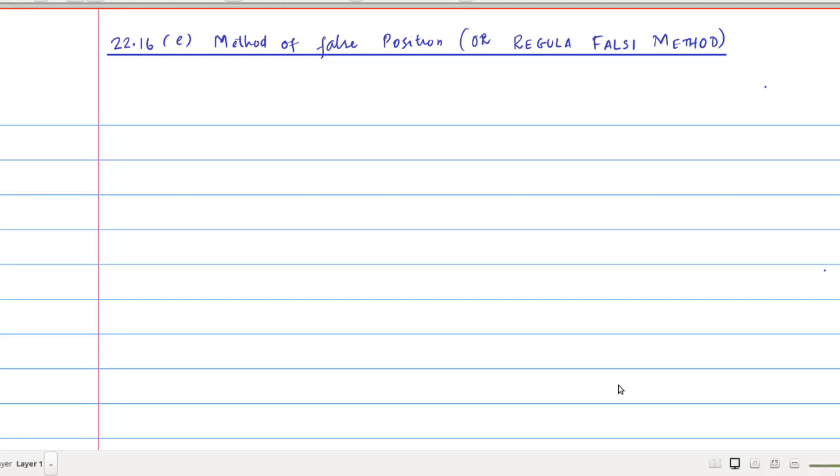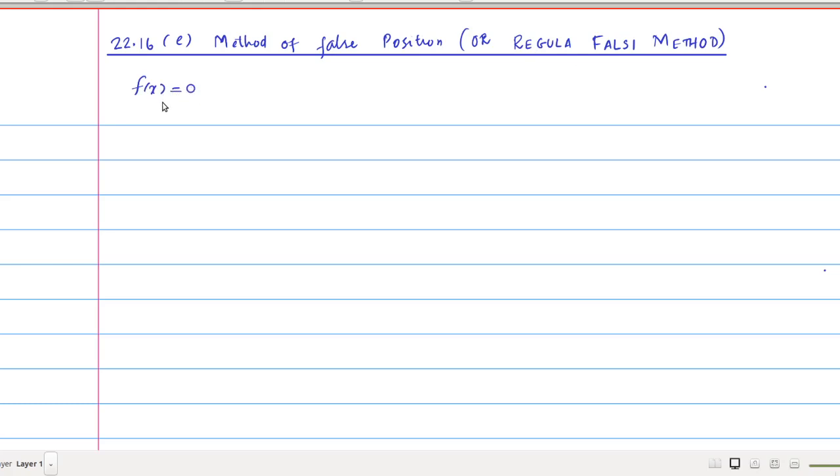Hi all. In this video, two new methods are introduced to find the roots of equations, transcendental or algebraic. The first method is the method of false position, also called the regular falsi method. It is known by two names. The first name is method of false position. The second name is regular falsi method. So we start with the equation f of x equal to 0.